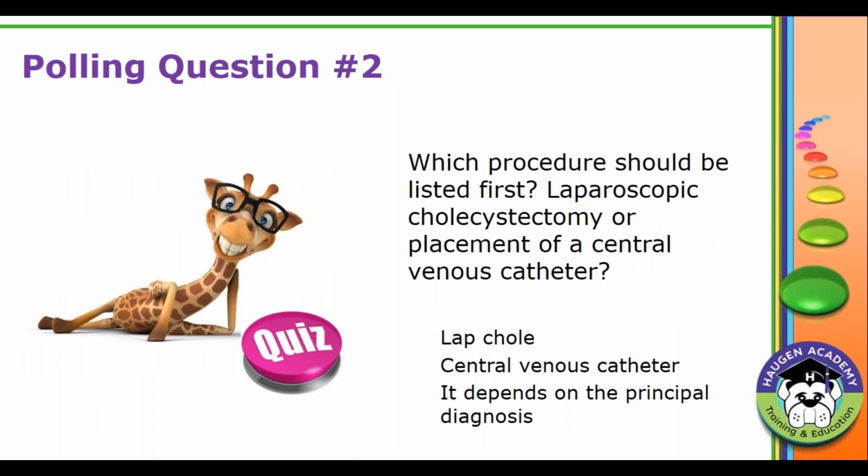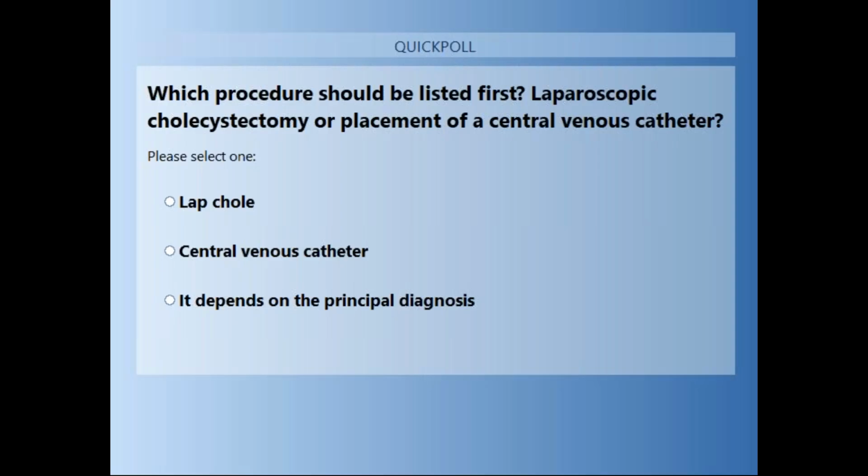And that brings us to our next polling question. Kathy? Okay, I'm launching the poll. So we've got, which procedure should be listed first? And I think I messed up when I typed this in there. Laparoscopic colostomy or placement of a central venous catheter. So what do you think? Which procedure should be listed first?